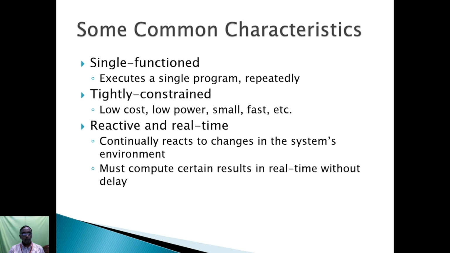These are some reactives. Another one is real time. It must compute certain results in real time without delay. If there is delay, it means there is some problem. So we have to avoid the delay and produce real time applications for recent applications.